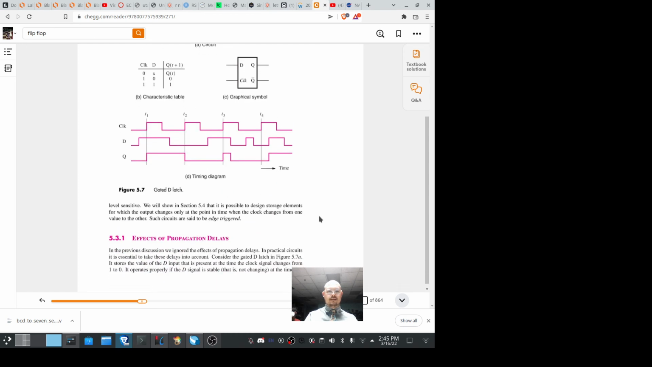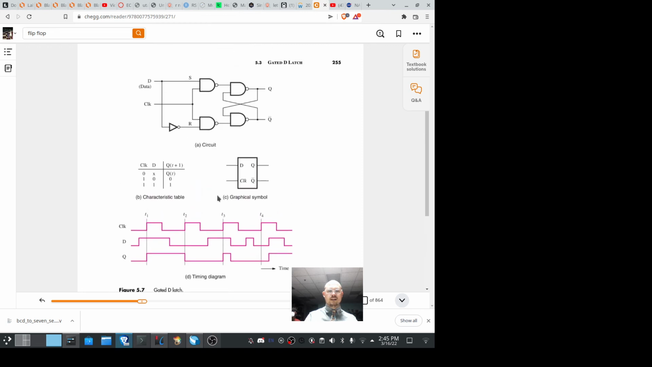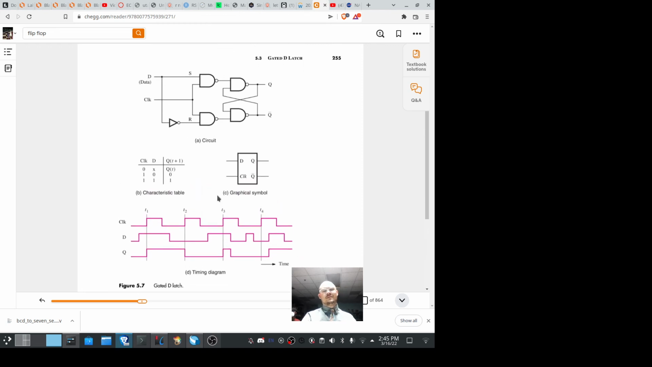Okay, and this is a gated D-latch is what this is called. And this is the circuit if you wanted to define one using just your primitives. We actually won't do that. We will use our always logic, our behavioral logic to do this.